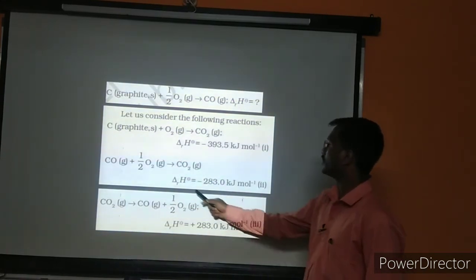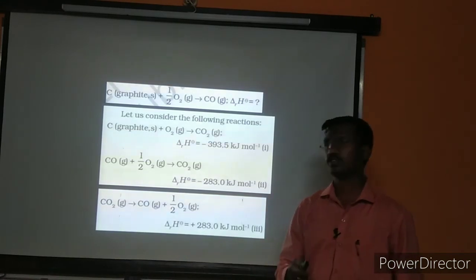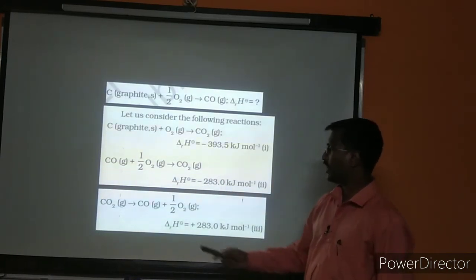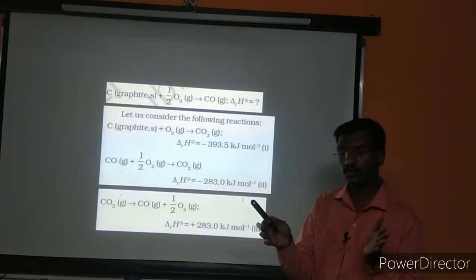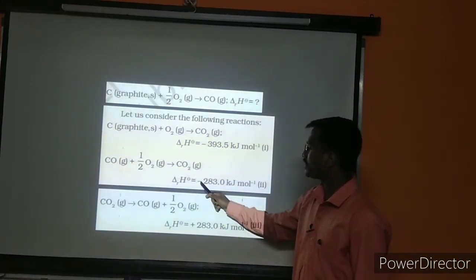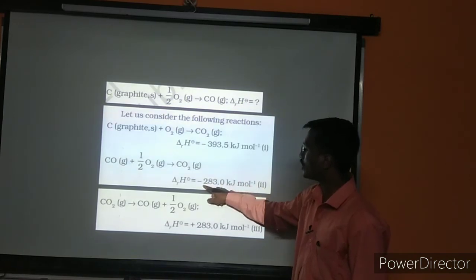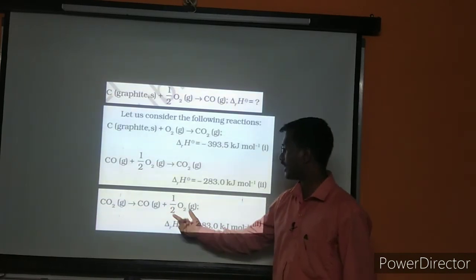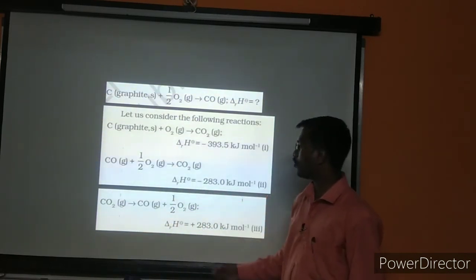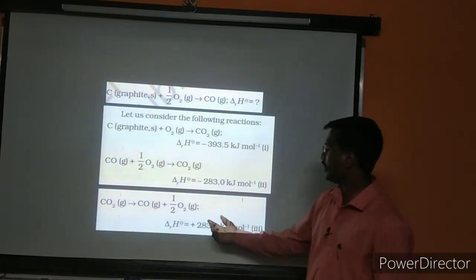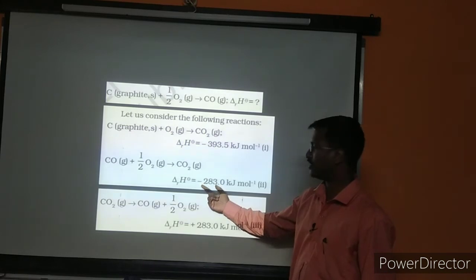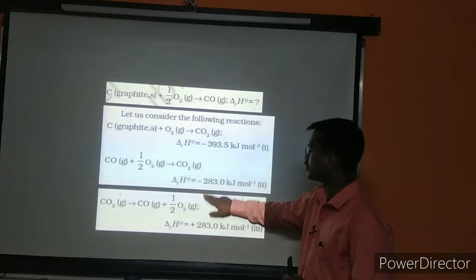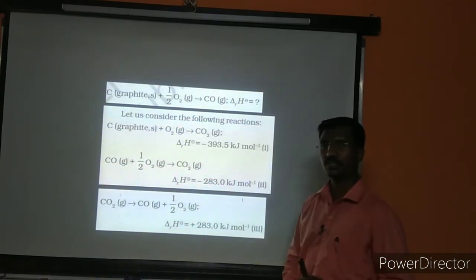At that condition, what happens? The heat evolved also changes. Here the bonds are combining, so it undergoes an exothermic reaction, and here it undergoes cleavage, where it is split. For that reason, the value remains the same, but the sign changes. Here heat is released, whereas in this reaction heat is absorbed. So nothing else was done other than changing the sign. This reaction is exothermic, whereas this reaction is endothermic.